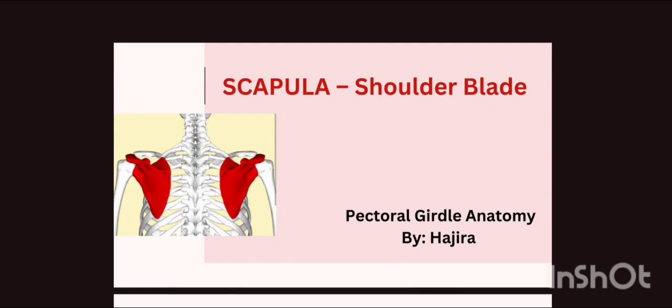I'm Hajira and today we're going to study a bone that looks very silent, but honestly, without this bone, your shoulder joint would never work properly. We're talking about the scapula, also called your shoulder blade. This chapter is actually super simple. Once you understand the flow, the whole bone becomes easy.